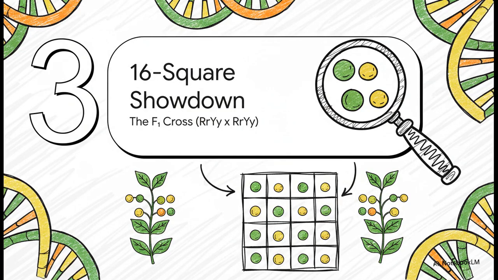But this is where it gets really interesting. This is the main event. Mendel took two of these identical F1 plants and crossed them with each other. And to figure out what happens next, well, we're going to need a much bigger tool. Welcome to the 16 square showdown.